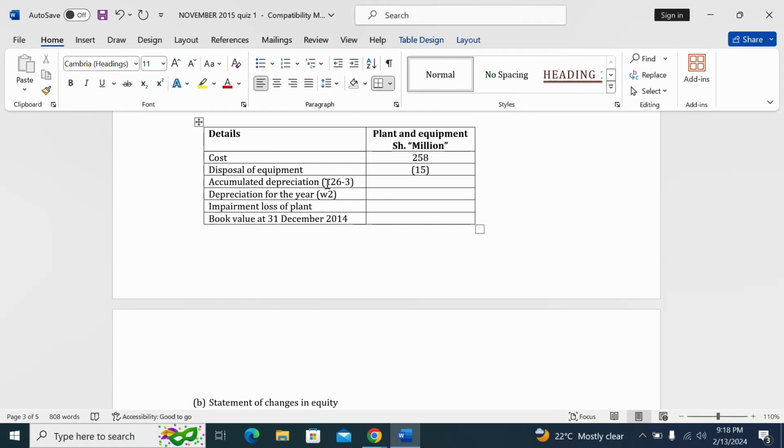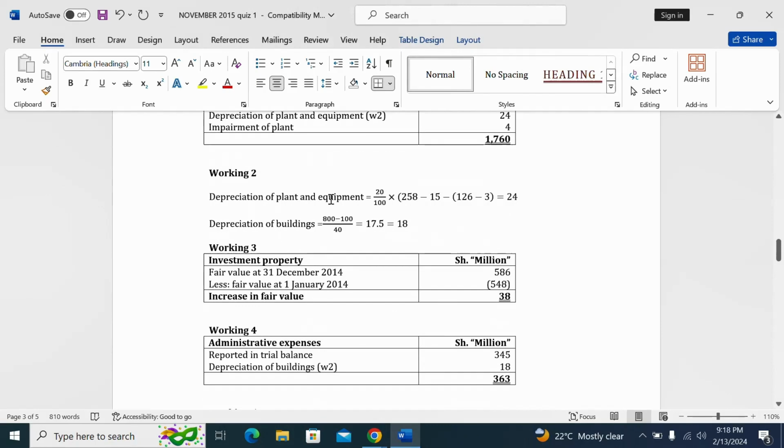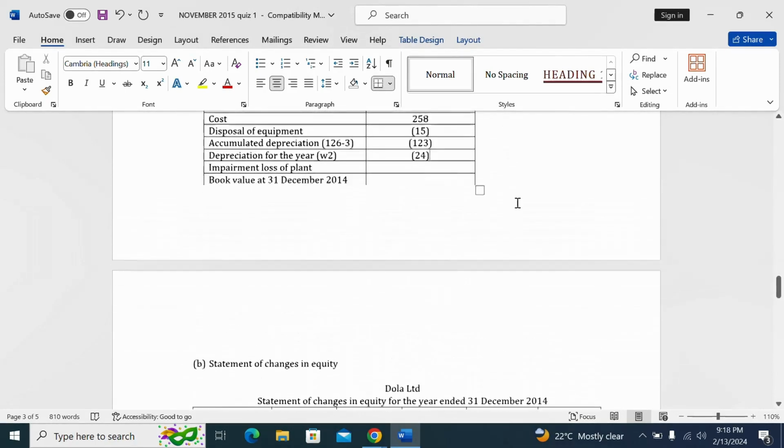You get your accumulated depreciation as 123 million. Then the depreciation for the year in our working note number 2 was 24 million. Remember, it was 24 million. Where is working note number 2? Yeah, the depreciation was 24 million.